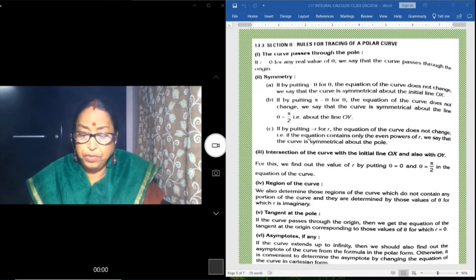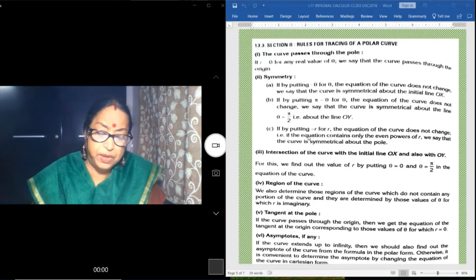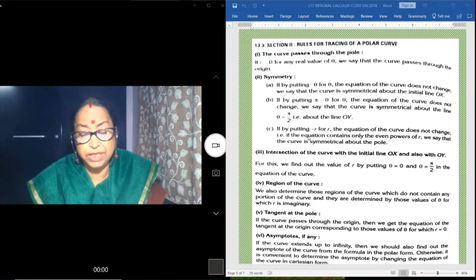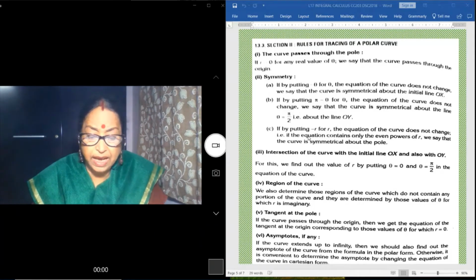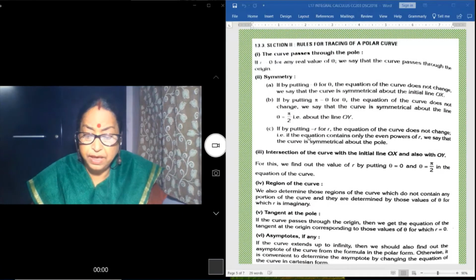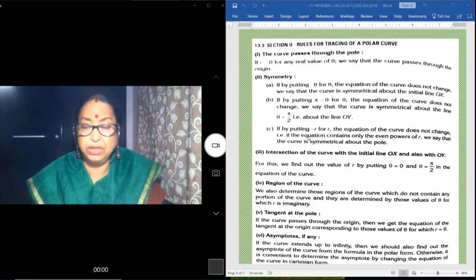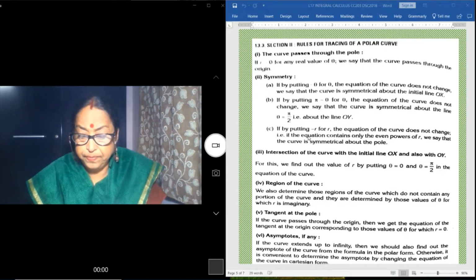Now, by putting pi minus theta for theta, if the equation of the curve does not change, then we say that the curve is symmetrical about the line theta is equal to pi by 2, that is, about the line OY.